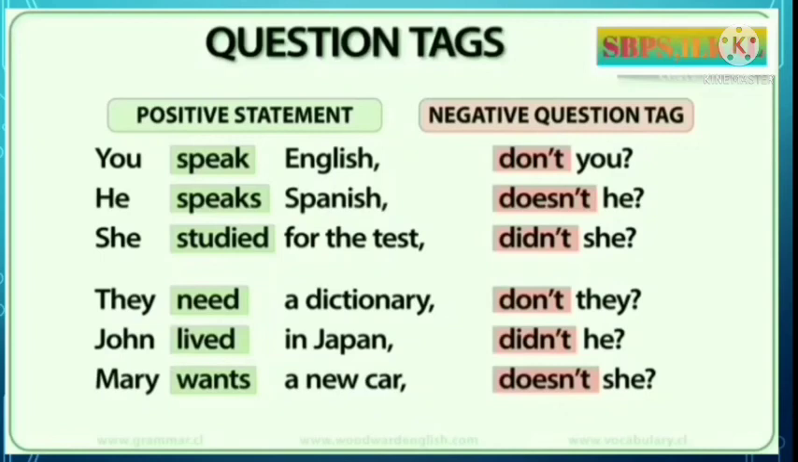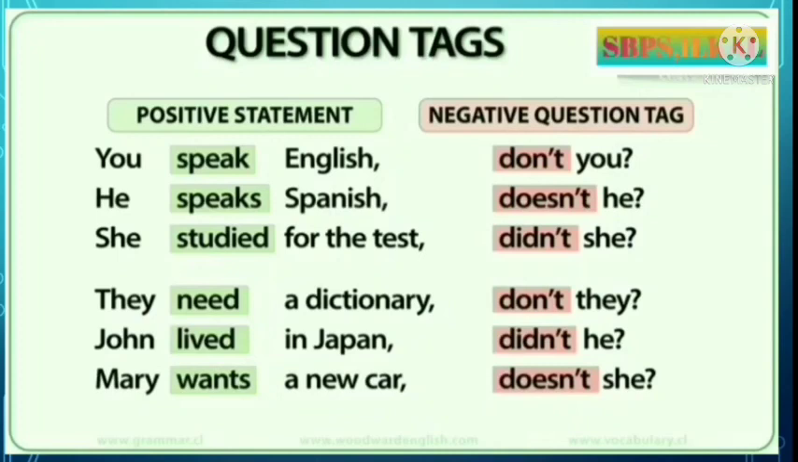He speaks Spanish. Here the subject is third person singular in present tense, so we have to use the third person singular form. Speaks means the verb ends with s, so we can use does: doesn't he? She studied for the test. Here studied is past tense, the verb ends with ed, so we can use did. The statement is positive, so we put the negative question tag: didn't she? They need a dictionary. Present tense, so don't they?